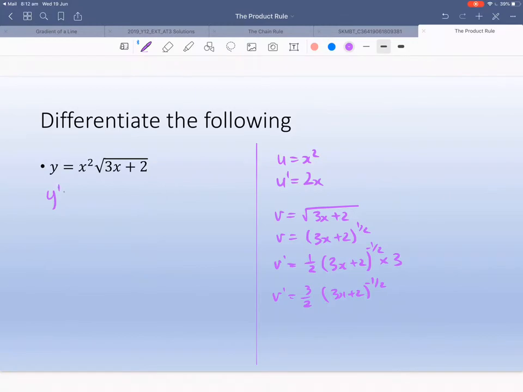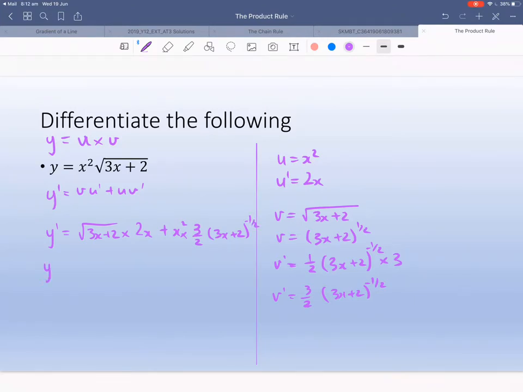What's our formula? Y dash, always start with V. All right, V, U dash plus U, V dash. All right, always start with V, where Y equals U times V. All right, so the second thing. Y dash equals, what's V? Well, I'm just going to put square root of 3x plus 2 times U dash 2x plus U x squared. V dash equals 3 over 2, 3x plus 2 to the power of negative a half.